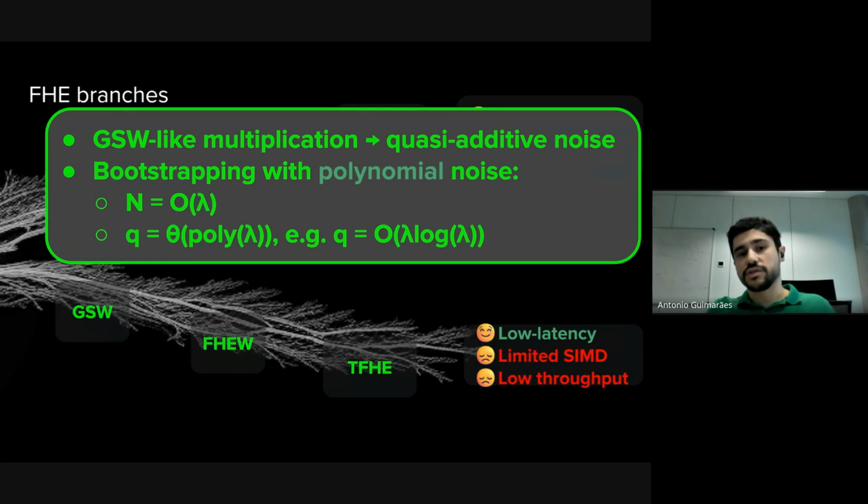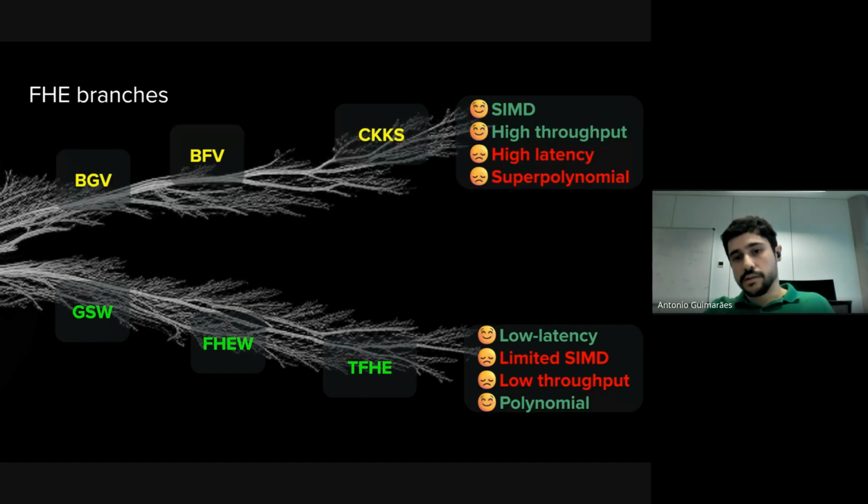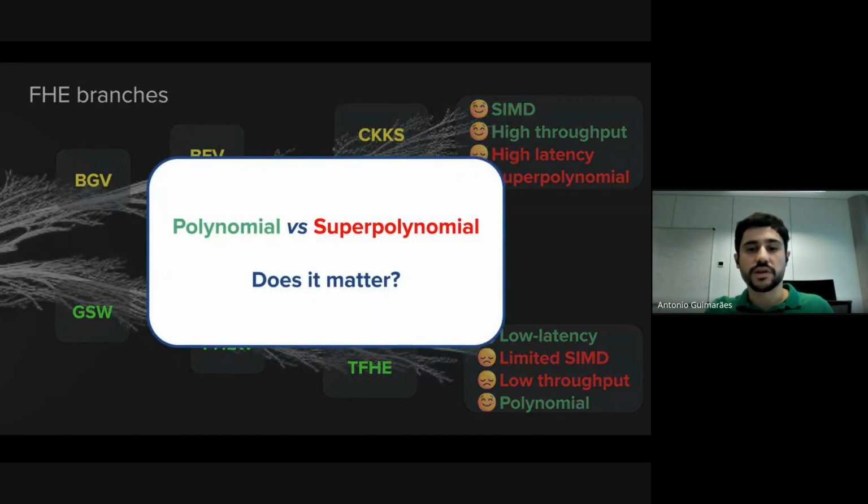On the other branch, the GSW multiplications allow you to have this quasi-additive behavior. And thanks to that, you can have a bootstrapping that only has polynomial noise. So again, you select your dimension linear in the security level, and you get something like this, quasi-linear or even linear in the security level, also in terms of noise. This is another difference between these two branches. And one question, of course, is why does it matter? And there are actually multiple reasons for it.